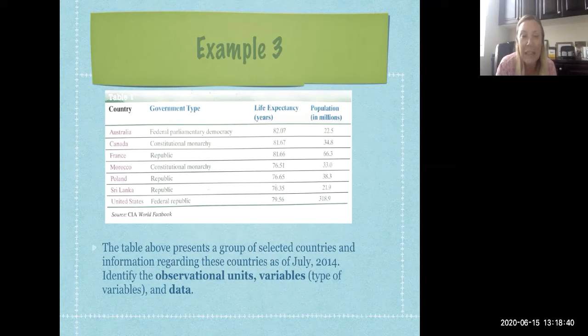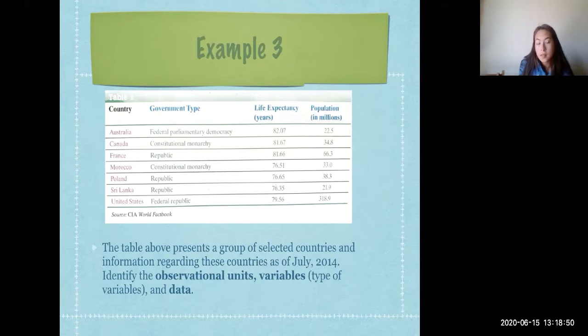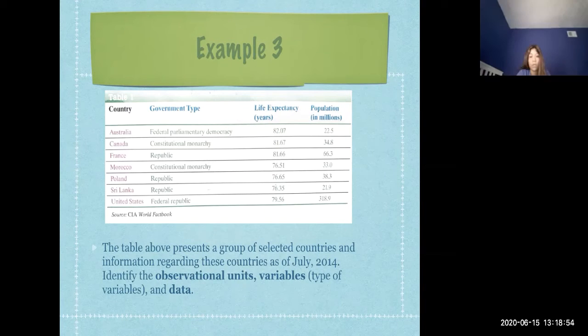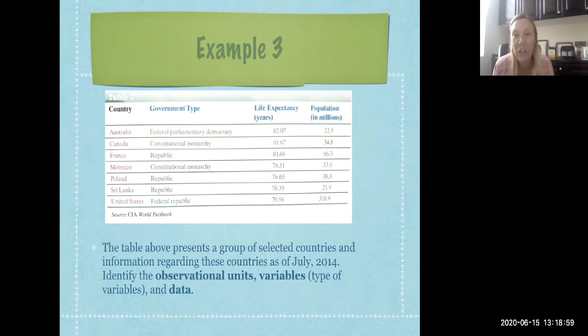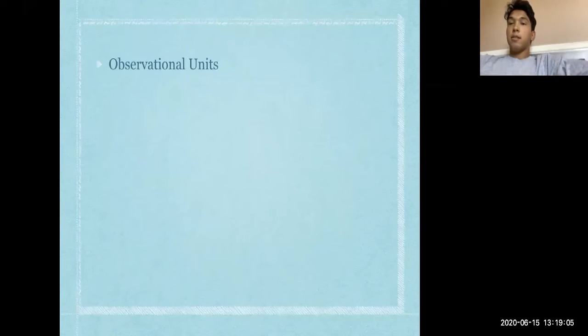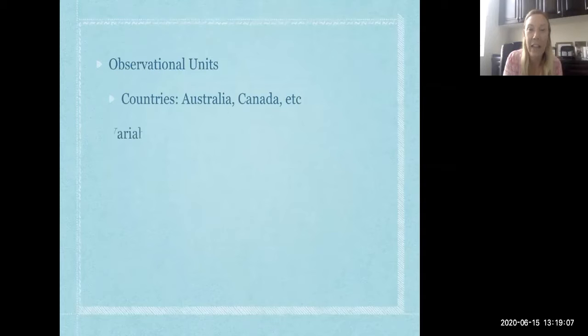So let's see, Elizabeth, government type. What type of variable would government type be? Is it numerical or categorical? Categorical. Absolutely. Abigail, life expectancy, numerical or categorical? Numerical. Perfect. And Roland, population in millions. Numerical. Perfect. Okay, and here are all the answers.